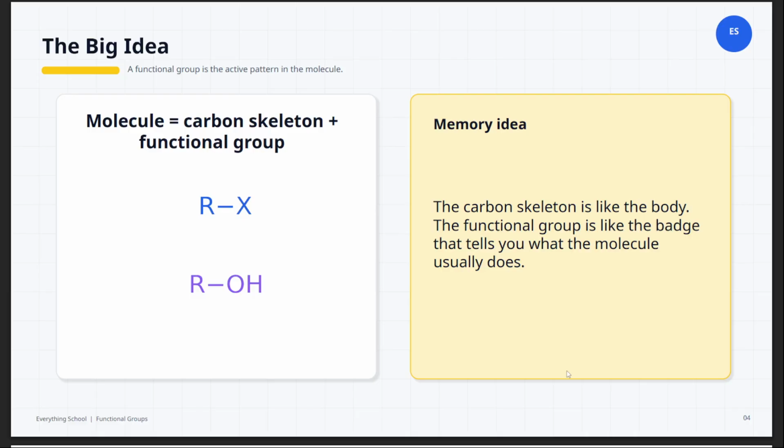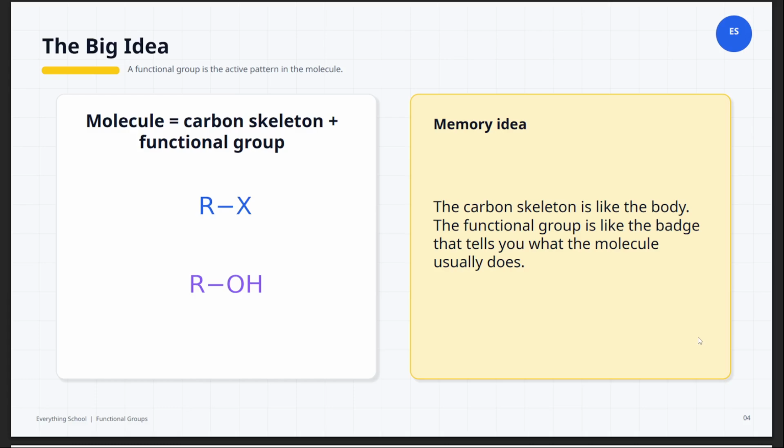The big idea is this. A functional group is the active pattern in the molecule. The carbon skeleton is the main body of the molecule. The functional group is like the badge that tells you how that molecule usually behaves. For example, if a molecule has an oxygen-hydrogen group attached to carbon, we usually start thinking alcohol. If it has a carbon double bonded to oxygen, we start thinking carbonyl family. If it has nitrogen attached in the right way, we might be looking at an amine or an amide.